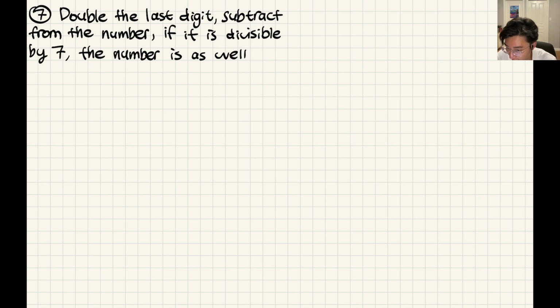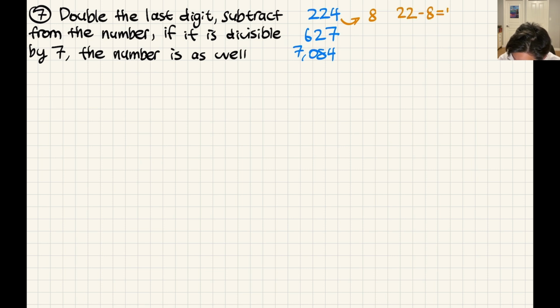This is easy to illustrate with some examples here. So let's take 224, 627, and 7084. So with 224, we double the last digit. So we get 8. And now we take the remainder of the number. So we took away the last digit. All we have is the first two digits. So we have 22 remaining. We subtract the 8, we get 14. Right? We know 14 is divisible by 7, which means that 224 is also divisible by 7.